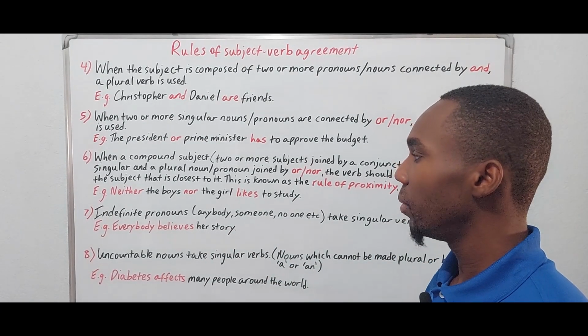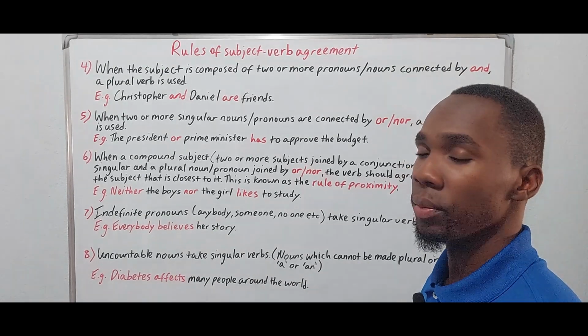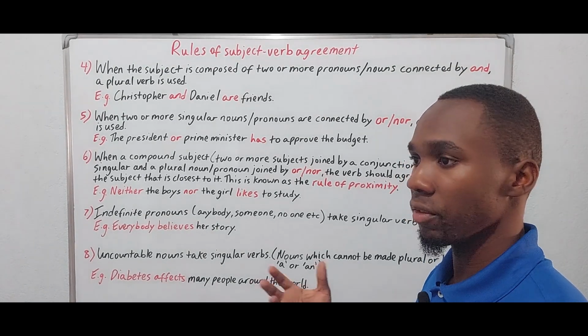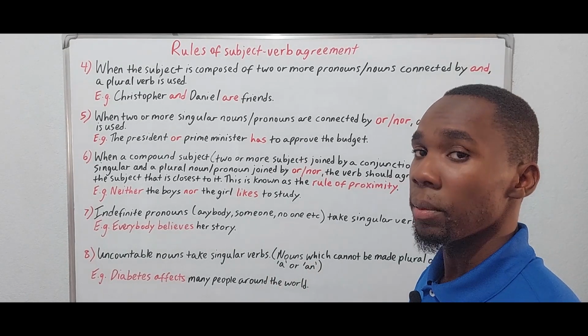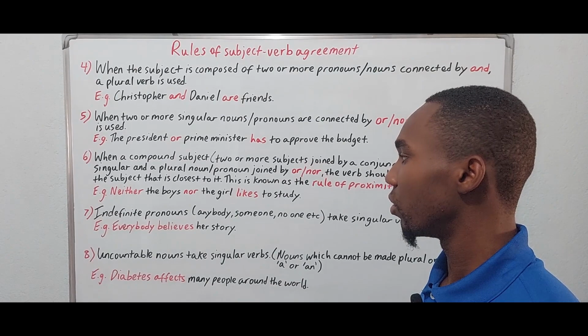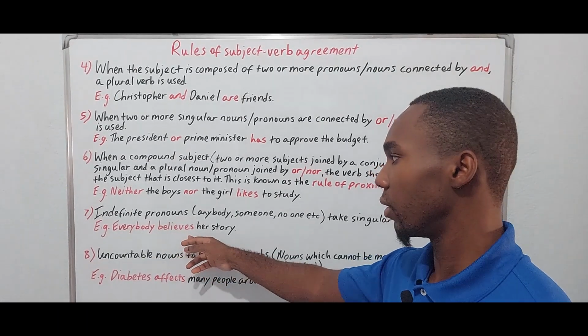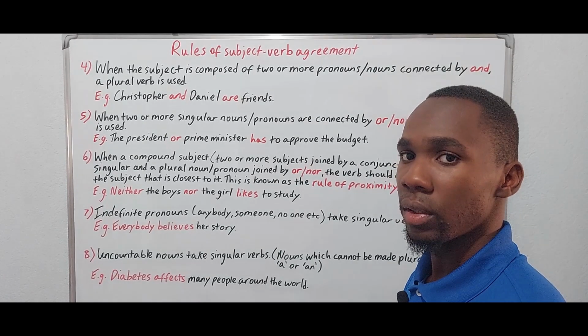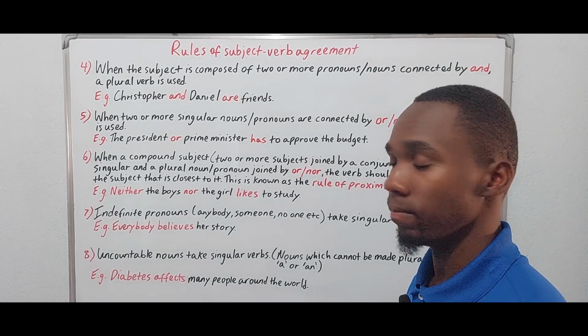Example: everybody believes her story. So everybody would be an example of an indefinite pronoun, okay, because it does not refer to anyone specific, but it refers to people, okay? Everybody believes her story. And you see we have a singular verb. So indefinite pronouns require singular verbs.